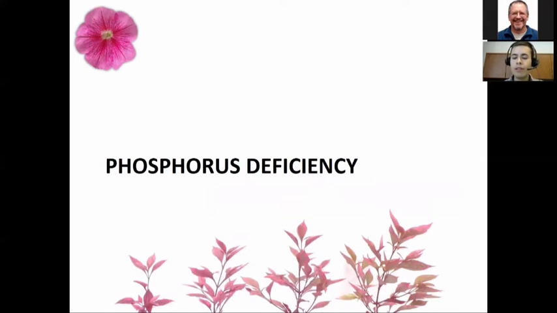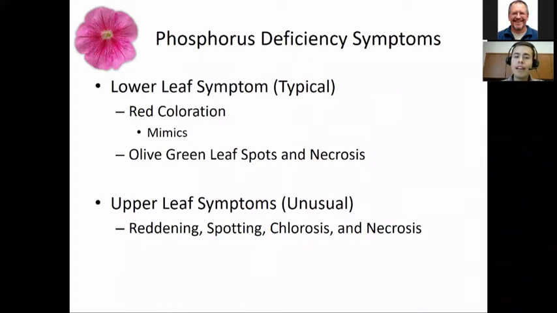So now we're going to talk a little bit about phosphorus deficiency, because if you go too low with your phosphorus rates, you may run into issues with this. And typically, phosphorus deficiency symptoms occur on the lower leaves, and most people recognize phosphorus deficiency as being a red coloration of the lower leaves. And even though you may have red coloration, it's important to know that there's a number of other things that may lead to these types of symptoms, and we refer to those as mimics, and we'll go over a couple of those as well.